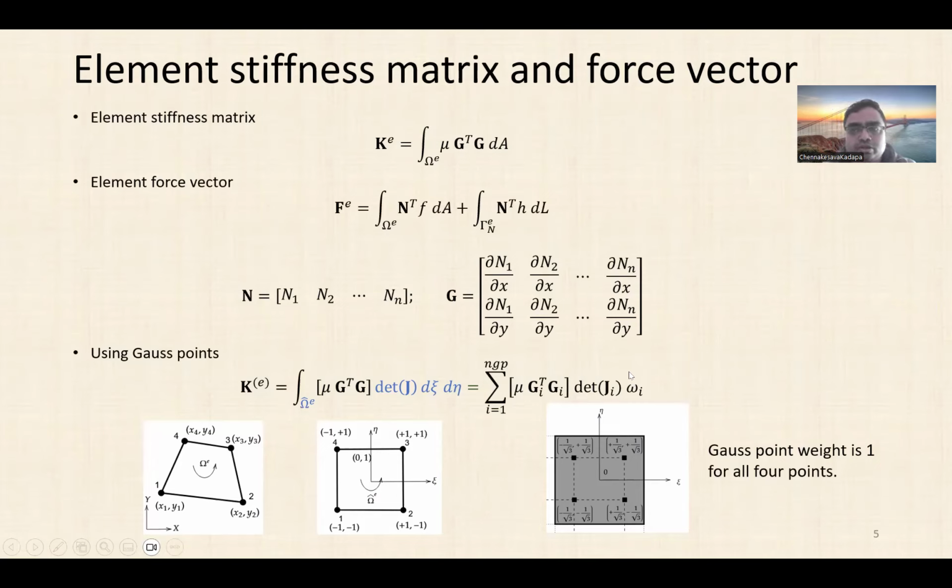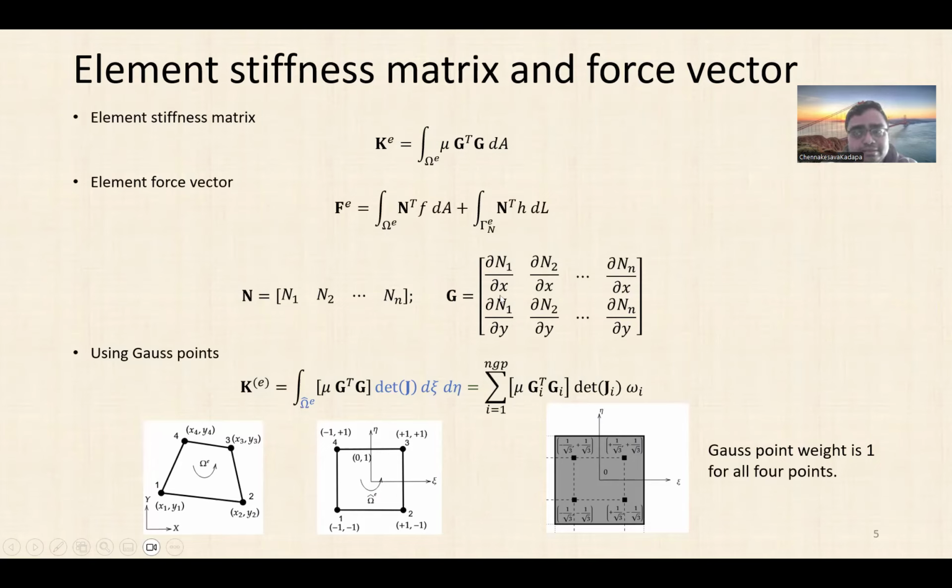So to implement this, what do we need? We need to calculate G. We need to know what this G matrix is. We need to know what this Jacobian matrix is. We need to know what the weights are. And in order to calculate G, we need to know what the derivatives of the basis functions are with respect to x and y.